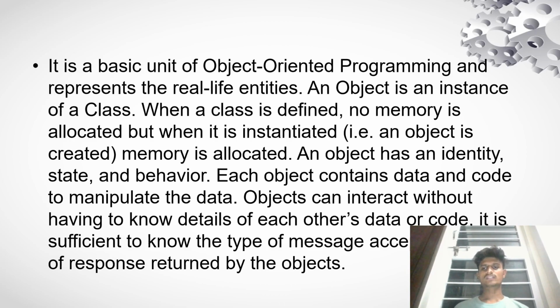An object has an identity, state, and behavior. Each object contains data and code to manipulate the data. Objects can interact without having to know details of each other's data or code. It is sufficient to know the type of message accepted and the type of response returned by the objects.